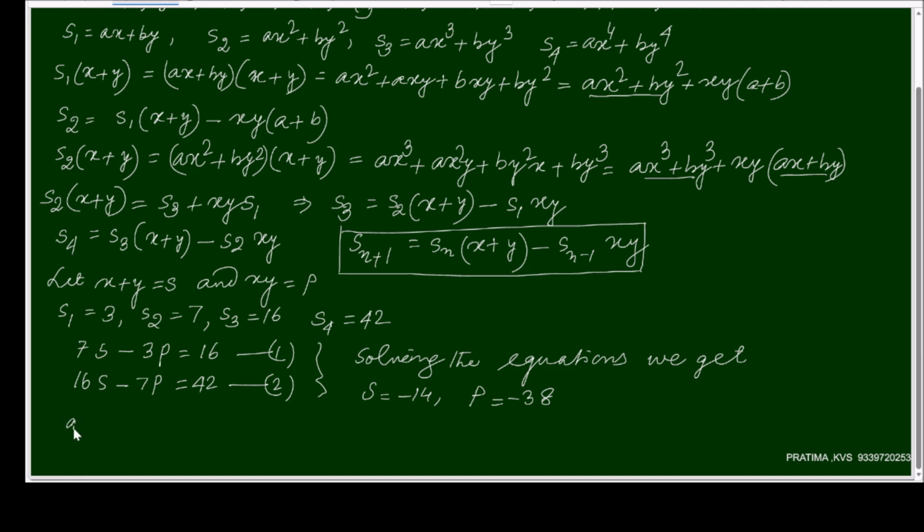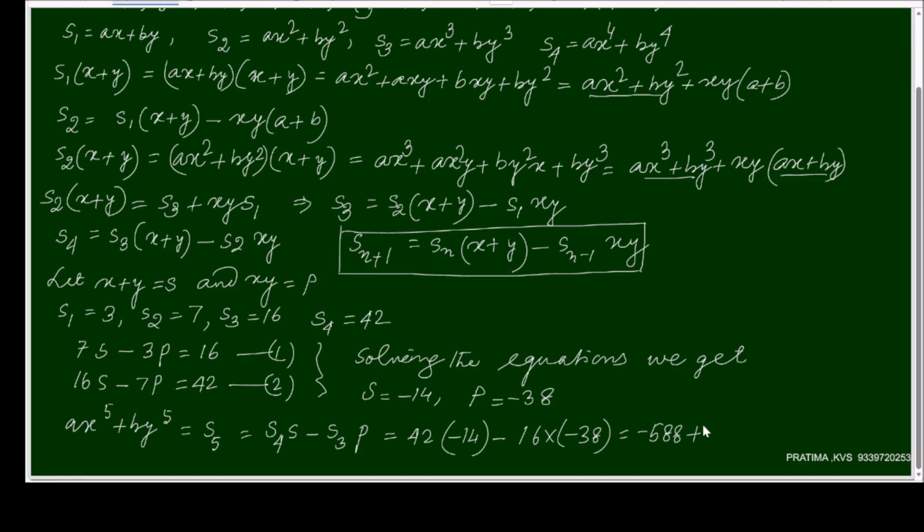Then S5, ax^5 + by^5, it will be S4 times s minus S3 times p. S4 is 42, multiplied by negative 14, minus S3 which is 16, into negative 13. This will be minus 588 plus 208. The answer is minus 380.